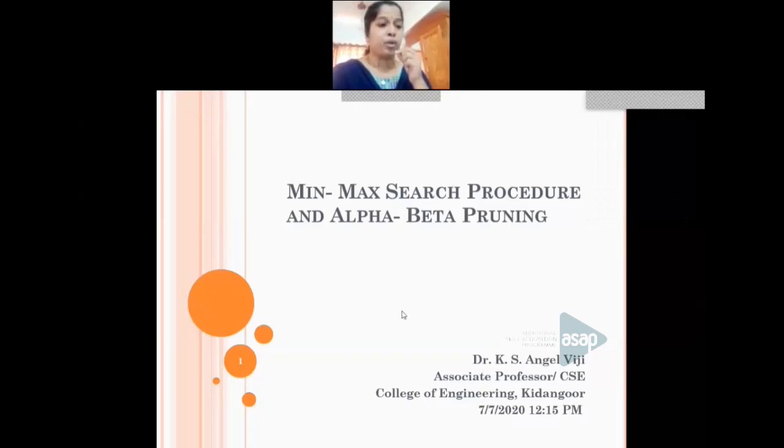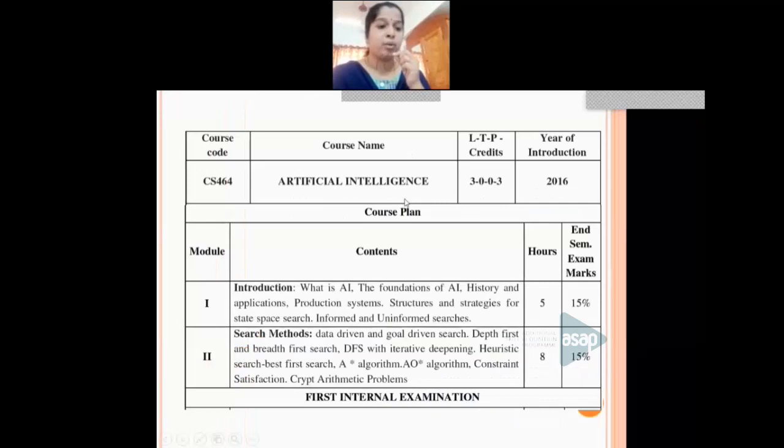Coming to the first module, it gives an introduction about what is artificial intelligence, its history, application, and what is informed and uninformed searches. And the second module deals with some basic search algorithms. As we all know, searching is important in the field of computer science and artificial intelligence because we want to frame logic to solve many problems like routing and many other computer related problems. So searching is important.